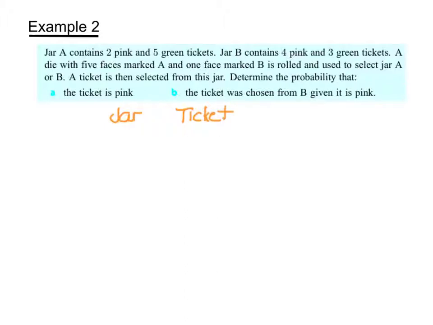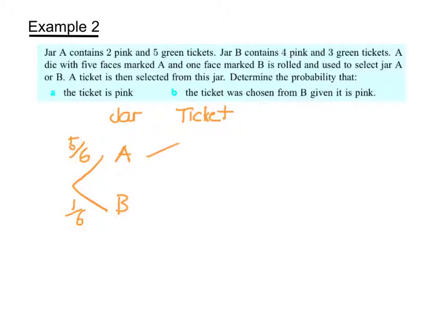Now we have 2 choices for the jar. We have jar A and we have jar B. And the probability of choosing jar A comes from rolling the die. Remember, 5 faces of the die are marked A. Well, I have 5 out of the 6 faces are marked A, so I have a 5/6 probability of choosing A, which leaves a 1/6 probability of choosing B.